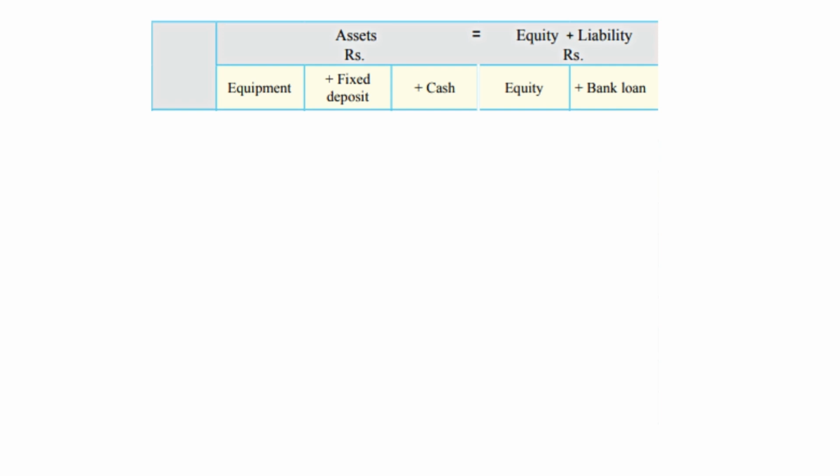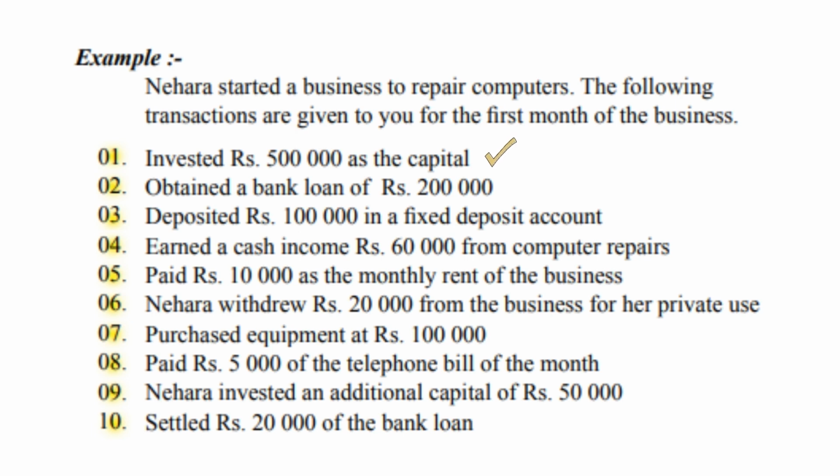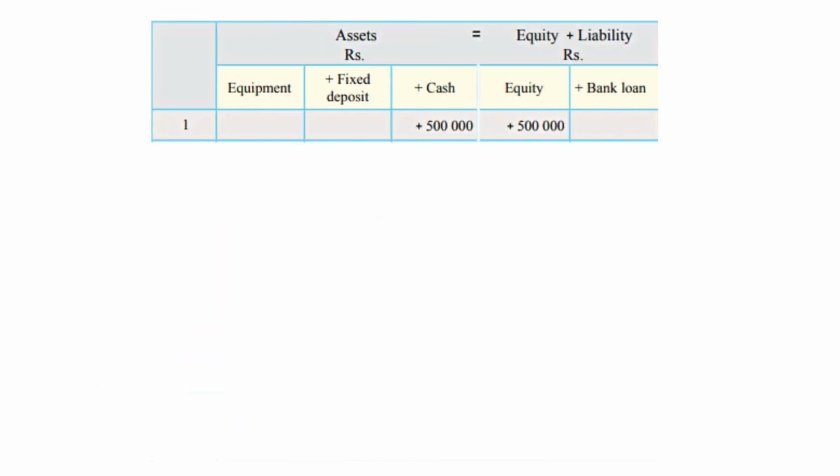Our first transaction is Nihara invested rupees 500,000 as the capital. From this transaction we know that we receive cash 500,000, therefore we have to add 500,000 in the cash column under assets, and the equity column. We are recording on both sides since they should be equal. Now you can look here, both sides are 500,000, therefore they are equal.